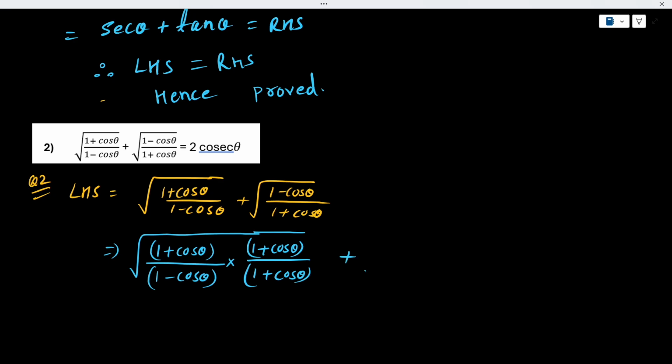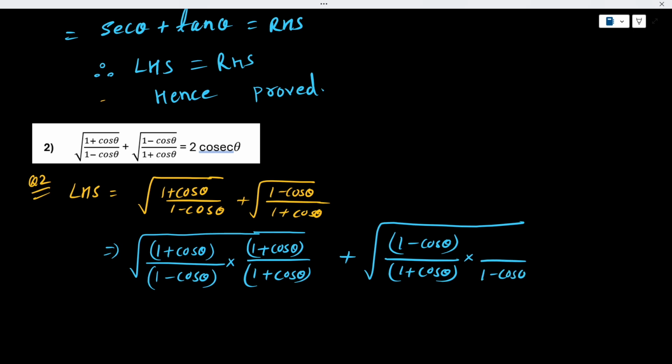Same thing you are going to repeat in the second square root also. 1 minus cos theta by 1 plus cos theta. Now your denominator is a plus b. That means you are going to multiply by a minus b, which is 1 minus cos theta. So in the numerator also you multiply the same thing, right?